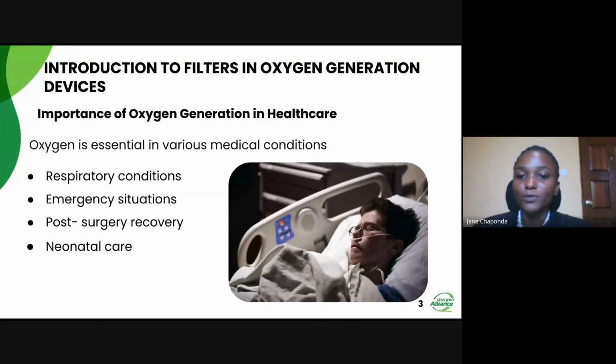And furthermore, oxygen generation devices are also used in post-surgery recovery, whereby after surgery, patients need optimal conditions for healing. Oxygen therapy promotes tissue repair, reduces infection risk, and ensures organ health. And lastly, oxygen generation devices are also used in neonatal care, whereby controlled oxygen therapy helps to maintain optimal oxygen saturation levels in the blood of newborns, supporting normal growth and development, and thereby reducing the risk of complications in the neonates.